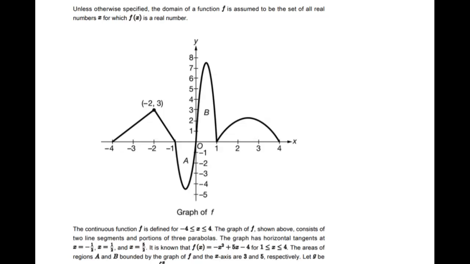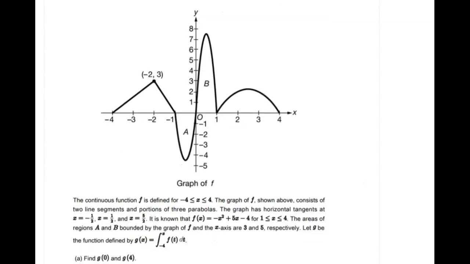Okay, for this FRQ, we have a funny looking graph and all sorts of information here. Big thing, g of x is defined as the integral from -4 to x of f of t dt, and the graph is of f. So the first thing we want to do is find g of 0 and g of 4.